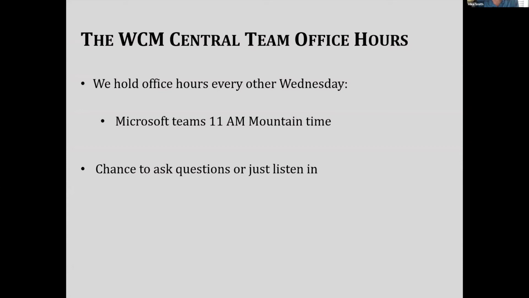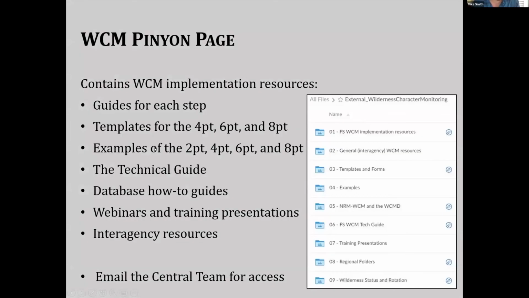Every other Wednesday, 11 a.m. Mountain Time. And yeah, don't think a lot of people will call in, just want to hear what's going on. Maybe you hear a question that someone else has and that gets you thinking, oh, I have a similar issue, and then you end up asking questions. So it's a good chance to learn a little about WCM from what other people are going through and maybe figure out something that you need to do as well.